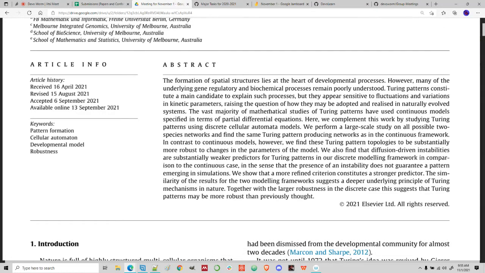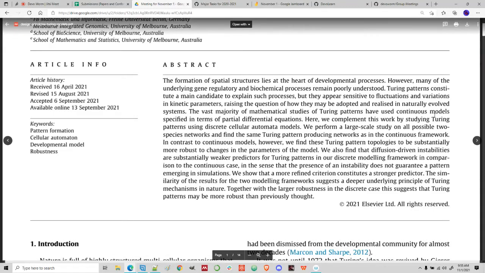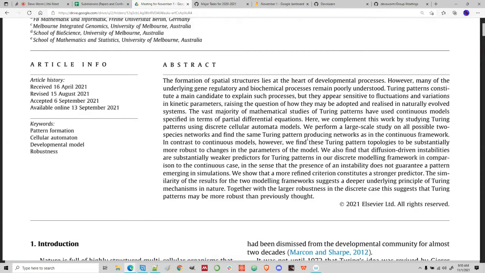So the vast majority of mathematical studies of Turing patterns have used continuous models specified in terms of partial differential equations. So you have a set of partial differential equations, and you can describe patterns. But those kinds of models aren't really amenable to the biology. I mean, they're just abstractions of the biology, saying this is what is going on, but it doesn't map to, say, some specific mechanism.